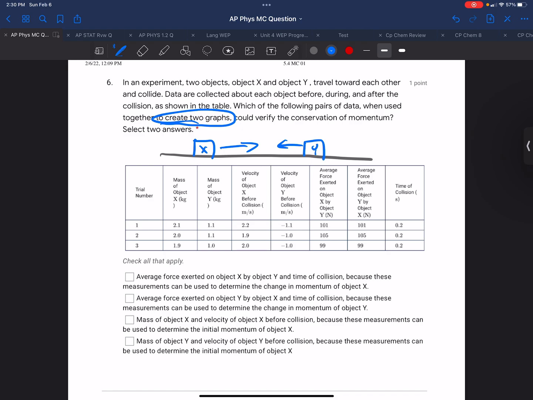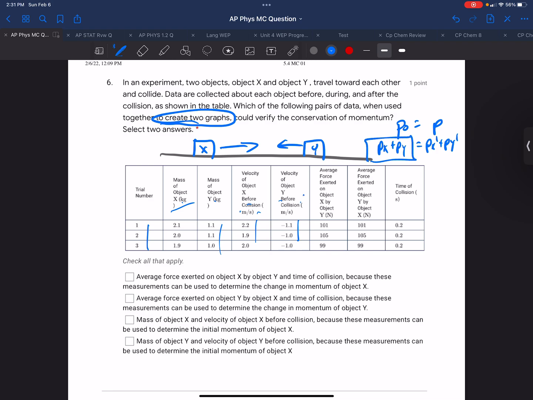So to verify the conservation of momentum, we know P0 equals P. And so we would need to know the momentum of x beforehand, the momentum of y beforehand, the momentum of x afterward, and the momentum of y afterward. So we have the mass of x, 3 trials, mass of y, 3 trials, velocity of x before, velocity of y before. So the mass and the velocities before will allow us to establish the momentum before.